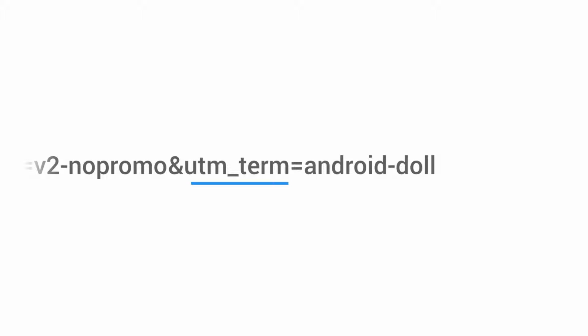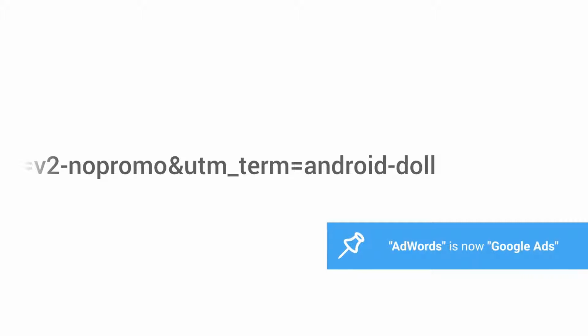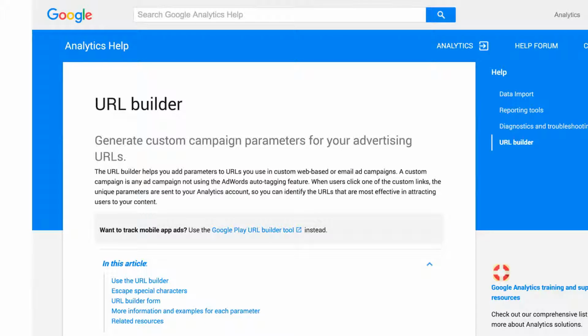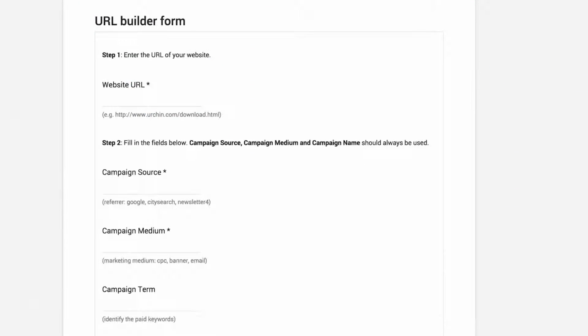Term is used to identify the keywords for paid search campaigns. You would only use this field if you are manually tagging a paid search campaign like Bing or Yahoo. We'll talk about the best way to track Google AdWords in a later lesson. Click the link at the end of this lesson and scroll down to the URL Builder form.